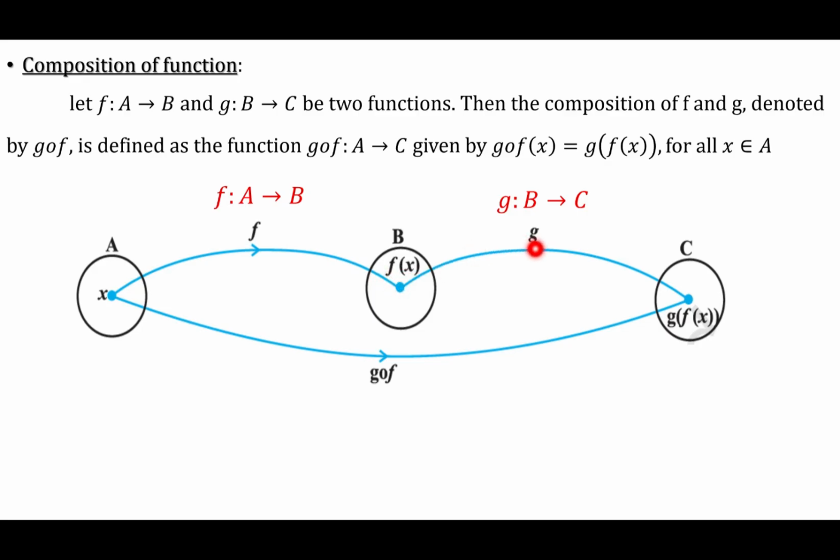Similarly, for function g, the value of f of x, we put in g, which gives g of f of x, which is in set C. So from where did we get g of f of x? From set A. If we plug in the value of x in f, then f of x turns to g of f of x. So g of f is nothing but a mapping from A to C. So here the domain is A and the codomain is C.